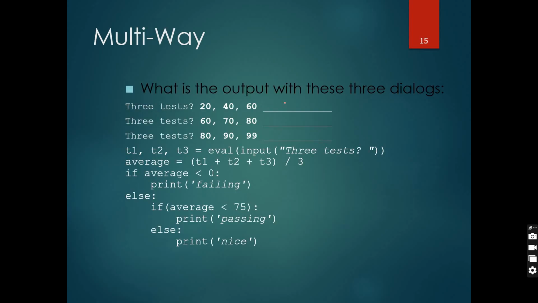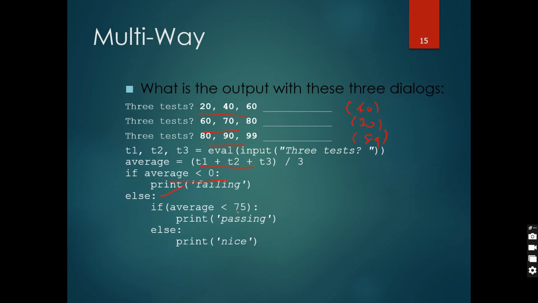So following are the results of these three sets of test marks. We want to calculate the average. So what is the average of this? The average is 40, and here the average comes around 70, and the third average comes around 89. Okay. So here we want to calculate the average, and check whether the average is less than 0. In the first case, the average is not less than 0. It is greater than 0. So the else part will be executed.